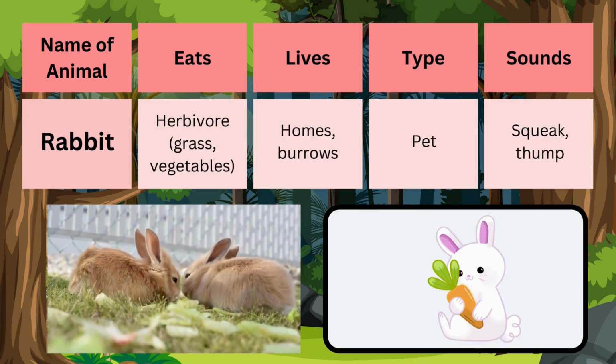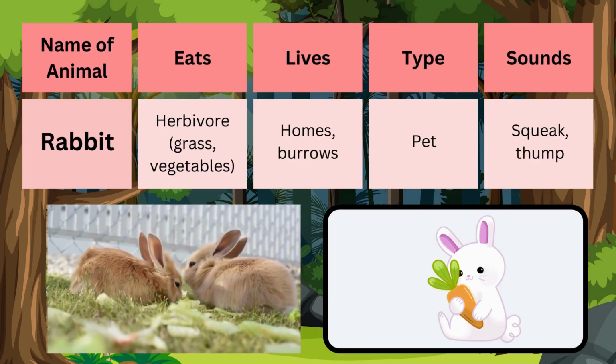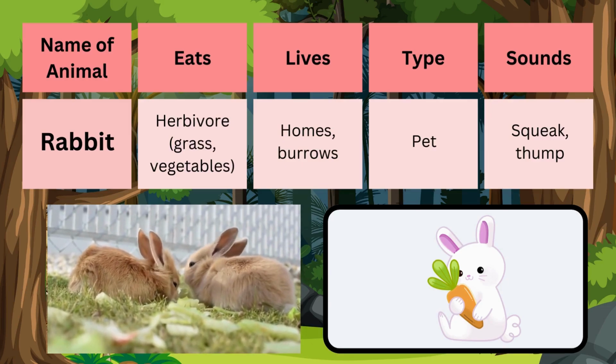Rabbit. Rabbit eats herbivore grass, vegetables. Lives in homes, burrows. Rabbit is a pet. Sounds.